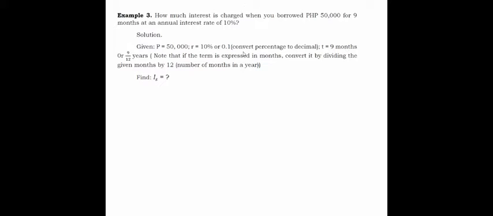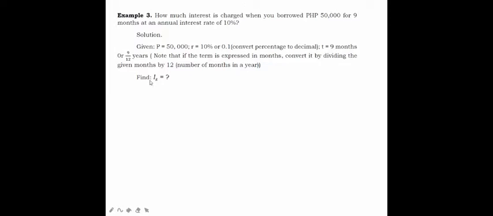So 9 months, if you're going to convert it into years, that is 9/12. In this problem, the given time is only 9 months. So hindi siya umabot ng 1 year. Pag hindi umabot ng 1 year, what you are going to do is to convert it by dividing the given months by 12. So for example, we have here 9 months. So that is equivalent to 9/12 years. So magiging fraction na yung time natin.